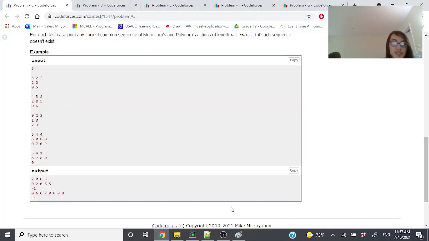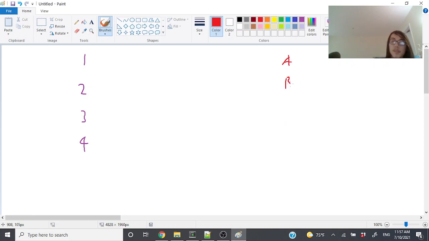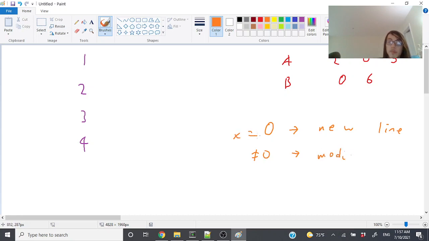And then there's a sequence of actions done by each person. So there's person A and person B. A does actions 2, 0, and 5, and B does actions 0 and 6. So the actions essentially mean if the action is 0, add a new line. Otherwise, if it's not 0, modify that line.